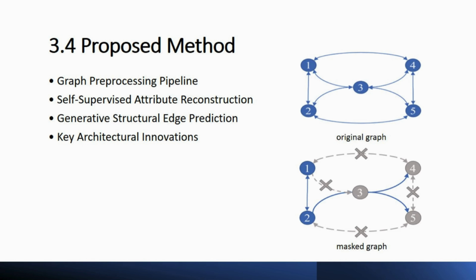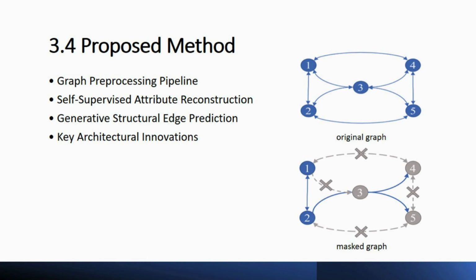The proposed method is a generative pre-training framework with several key components. First, a pre-processing pipeline separates node roles to prevent information leakage. Second, the model performs self-supervised attribute reconstruction by predicting masked features using neighborhood context.